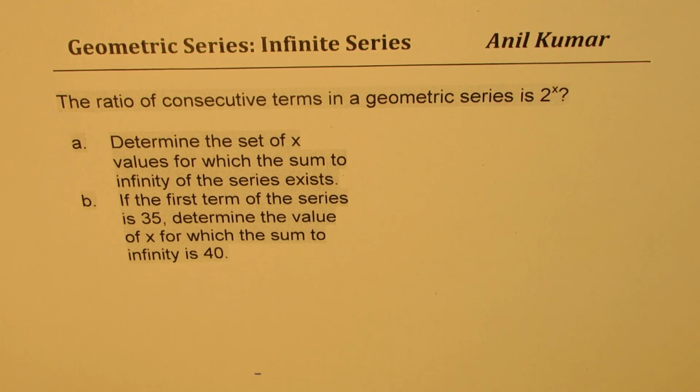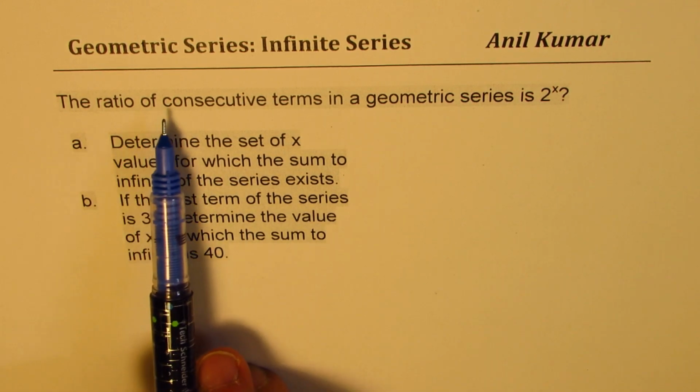The question here is, the ratio of consecutive terms in a geometric series is 2 to the power of x. Part A. Determine the set of x values for which the sum to infinity of the series exists. And part B is, if the first term of the series is 35, determine the value of x for which the sum to infinity is 40. You can actually pause the video, answer the question, and then look into my suggestions.